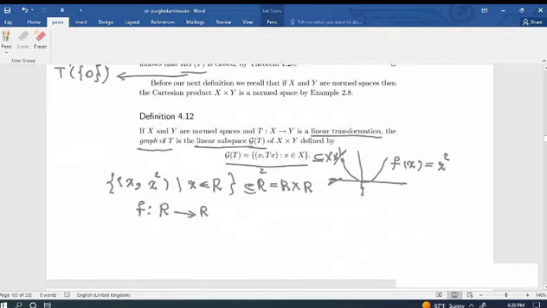Definition: if X and Y are normed spaces and T from X to Y is a linear transformation, the graph of T is a linear subspace, denoted by G of T, as a subset of X cross Y. So the graph of a transformation T, or a function T, is the set of x and Tx for all x in X. For example, if f of x equals x power 2, the graph of this is this shape or figure. This is the set of all x and x power 2 for all x in R, and this is a subset of R power 2.